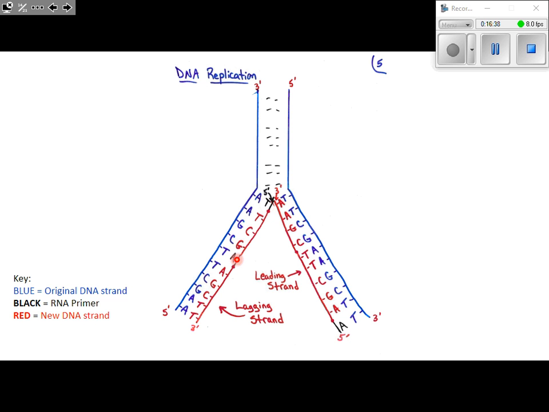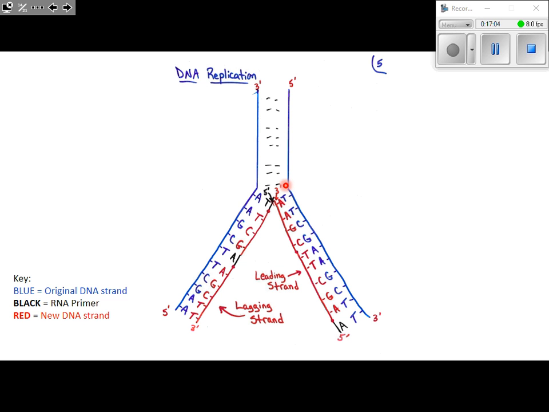We're always going to have to add a piece of primer and then build DNA back down. Add a piece of primer, build DNA back down. When we unzip the next little section, we're going to have to add a piece of primer and then work our way back down on this side. And we will not have to do that on the leading strand because, see, it already has a 3' end.